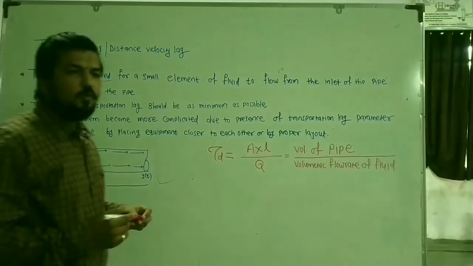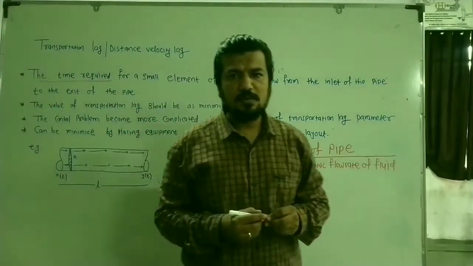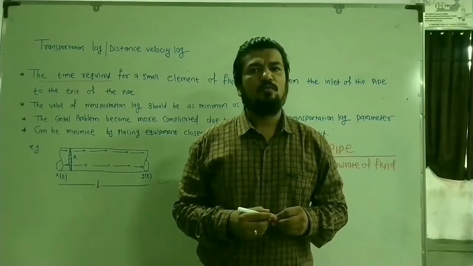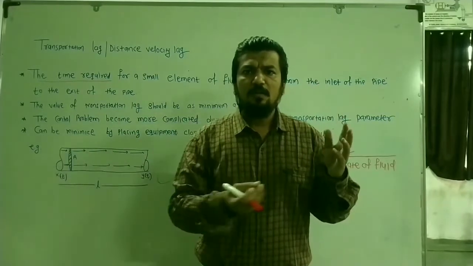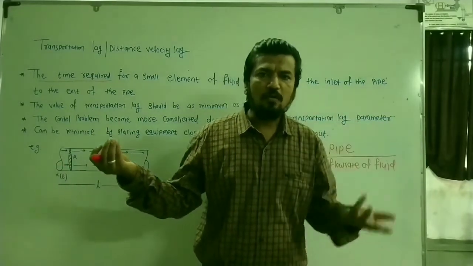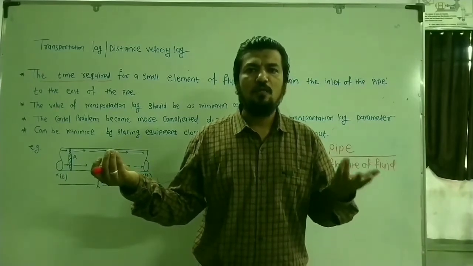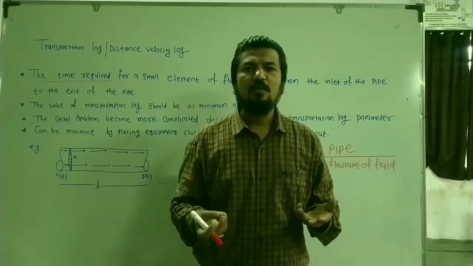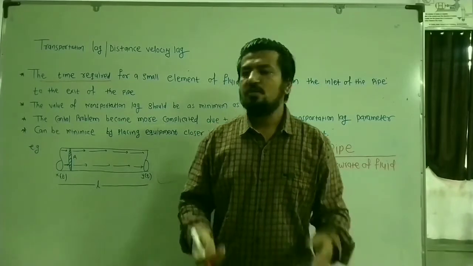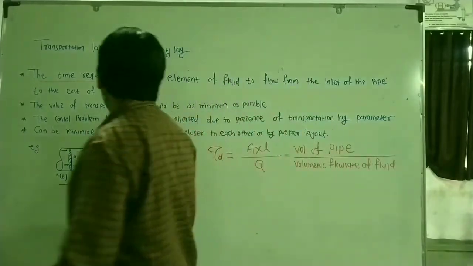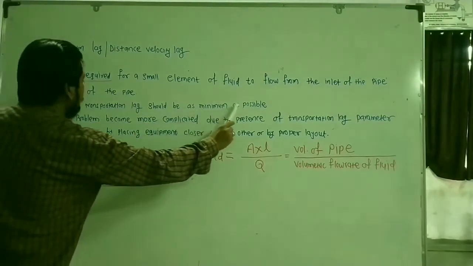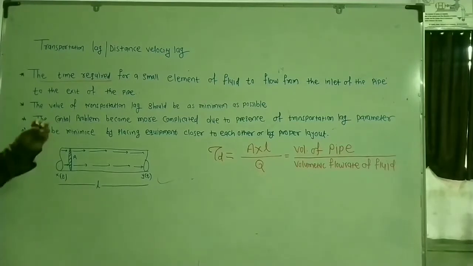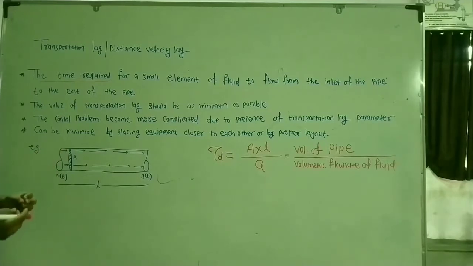Now, is this transportation lag desirable in chemical processes? No, it is not. Why? Because there is a time delay. You are changing your input, but you are not noticing the change in the output, due to the presence of the transportation lag. So how could it be desirable? The value of the transportation lag should be as minimum as possible. If the value of the transportation lag is minimum, this means that you will get the instant changes in the output.